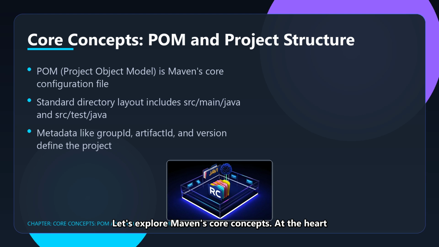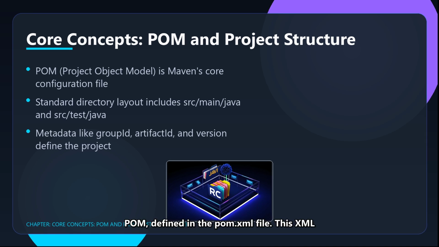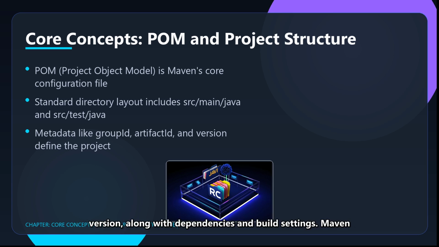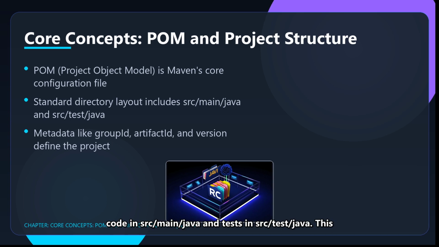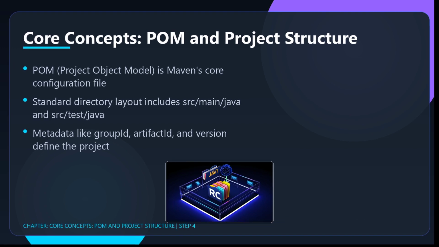Let's explore Maven's core concepts. At the heart of Maven is the Project Object Model or POM, defined in the pom.xml file. This XML configuration contains project metadata like group ID, artifact ID, and version, along with dependencies and build settings. Maven also enforces a standard directory structure, with source code in src/main/java and tests in src/tests/java. This consistency simplifies navigation and tool integration across projects.